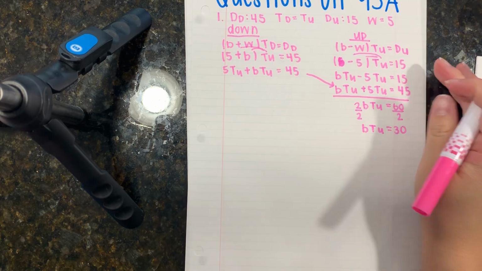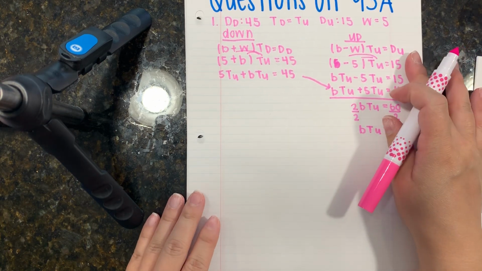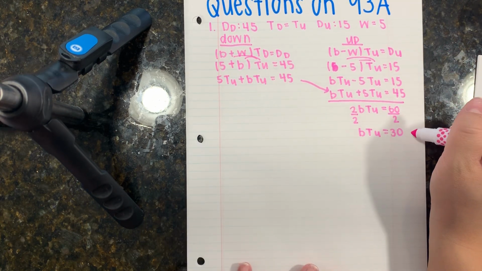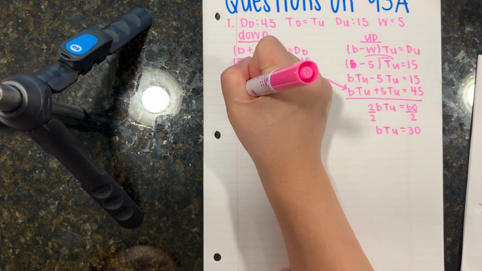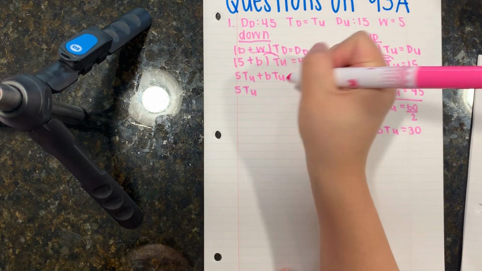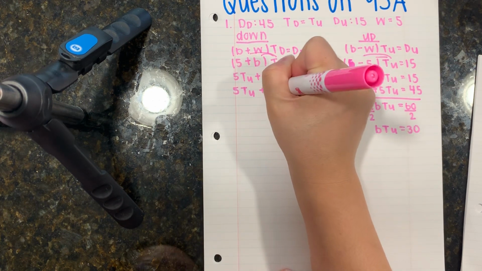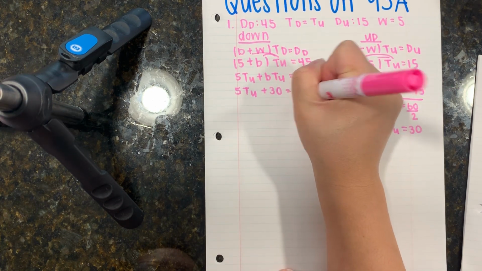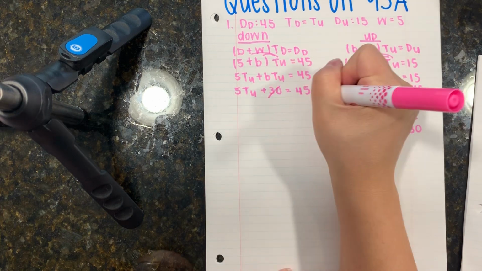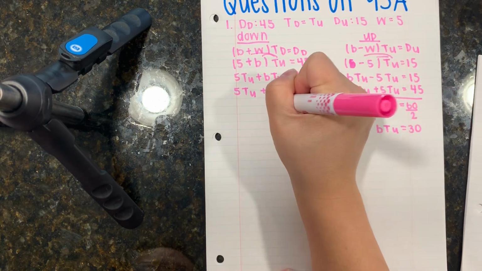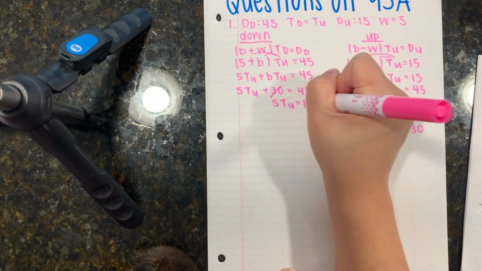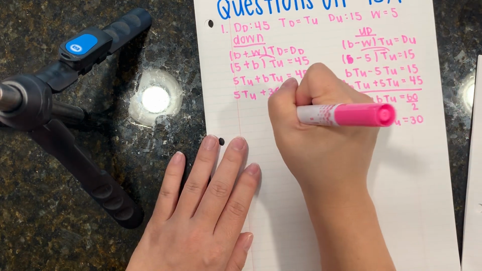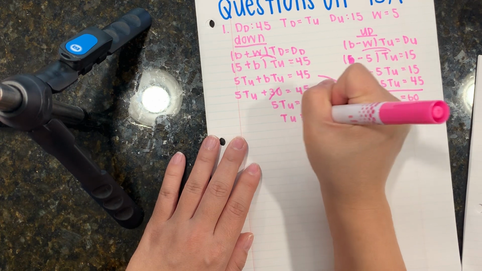Now that's not one of my answers. I actually need to solve for what B is equal to. So I'm going to take this BTU and I'm going to plug it into this equation right here. So I have 5TU plus 30 equals 45. Subtract the 30. So I have 5TU equals 15. So TU is equal to 3.